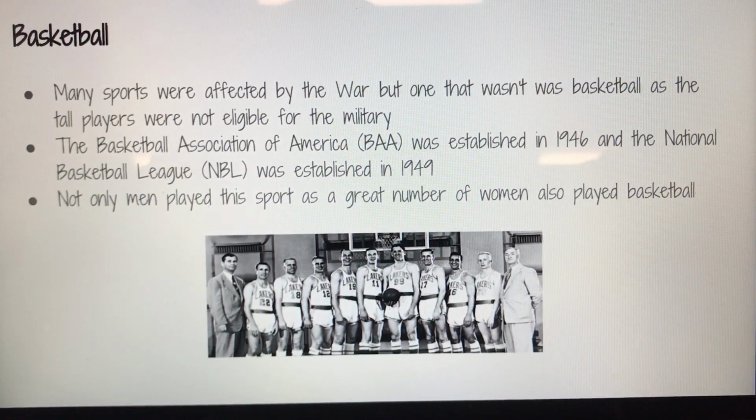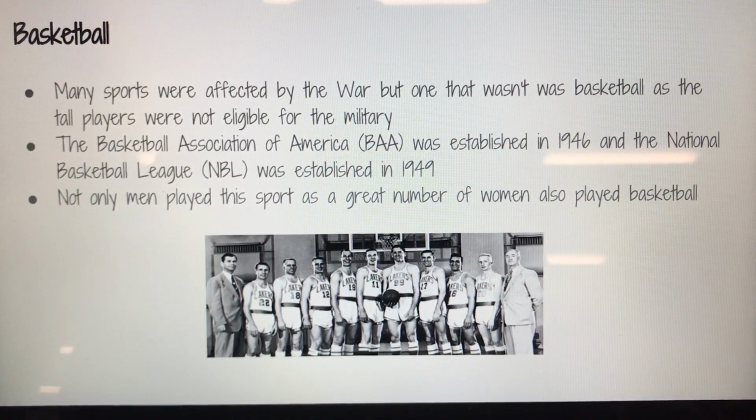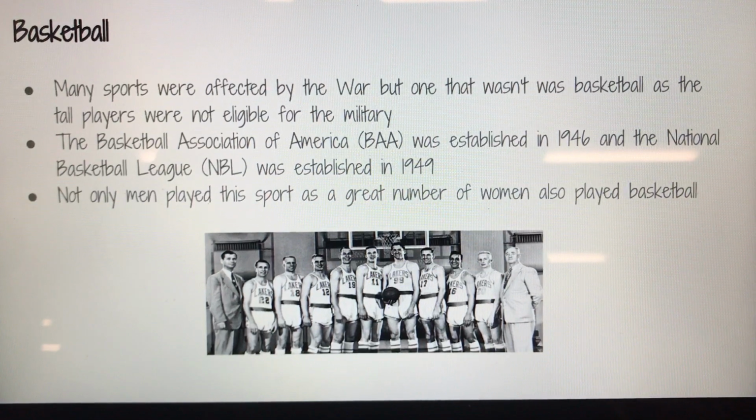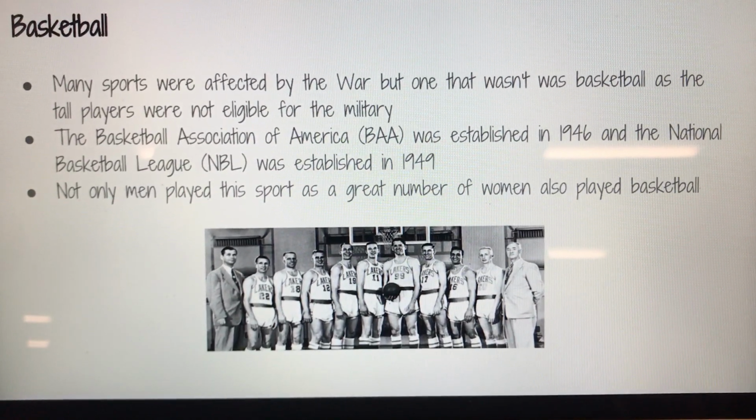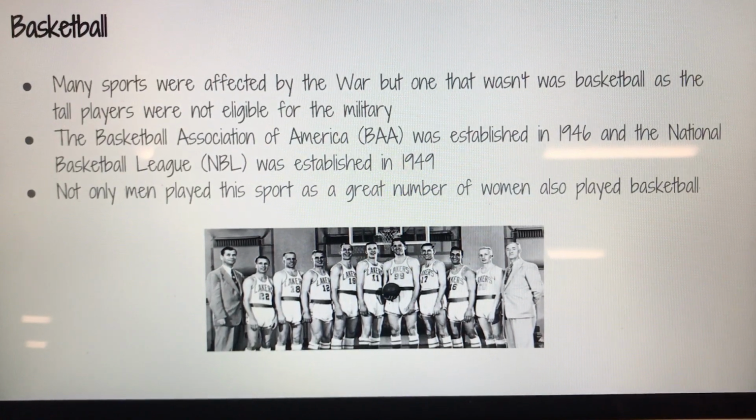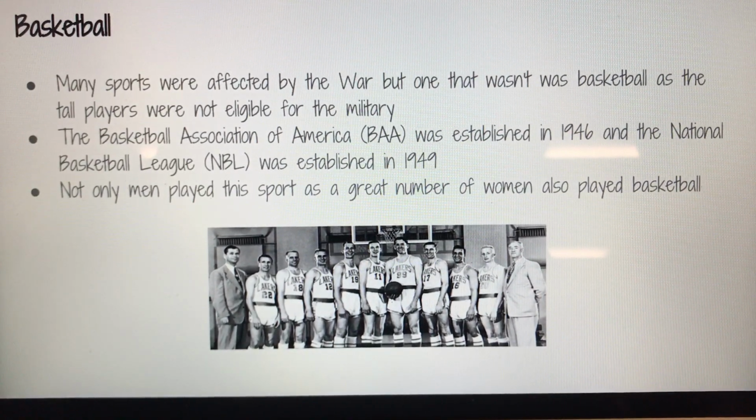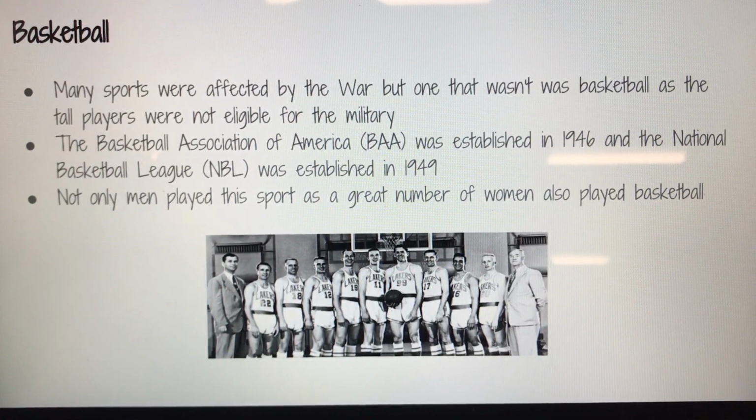Basketball. Many sports were not affected by the war, including basketball, because the tall players could not enter the military. The BAA was established in 1946, and the NBL was established in 1949. Not only men, but also women played basketball.